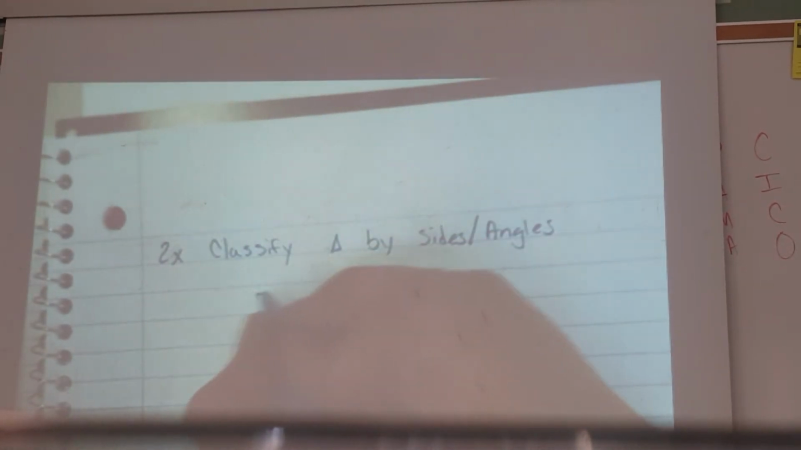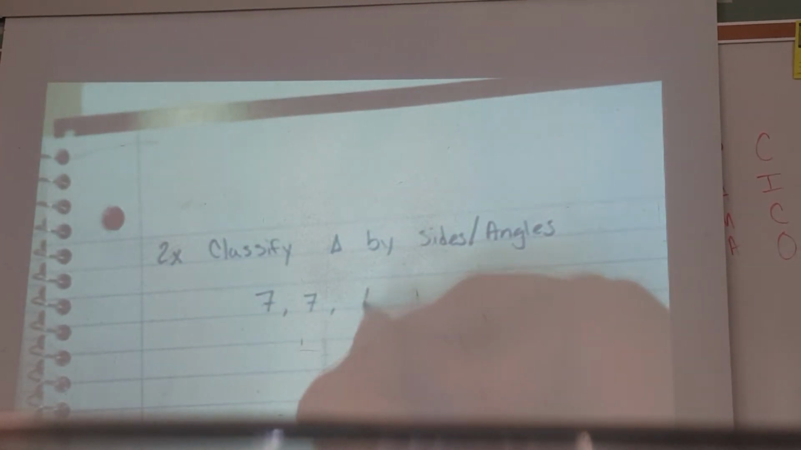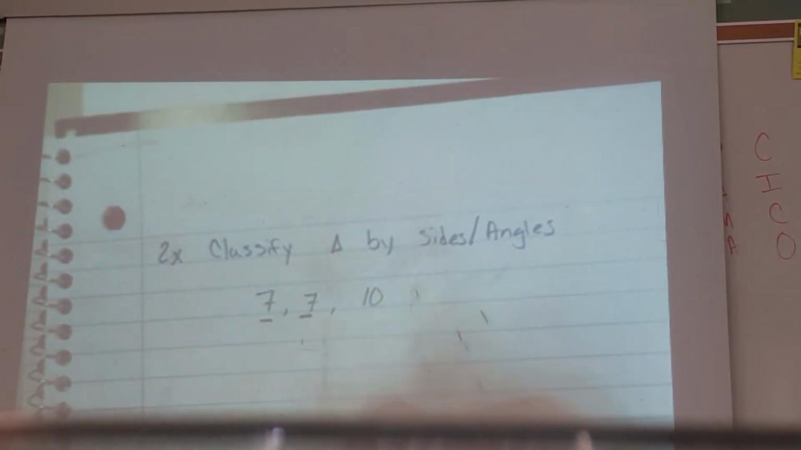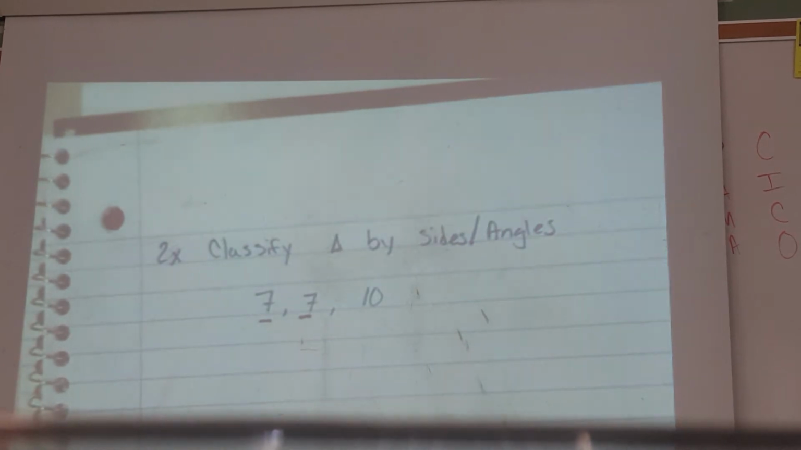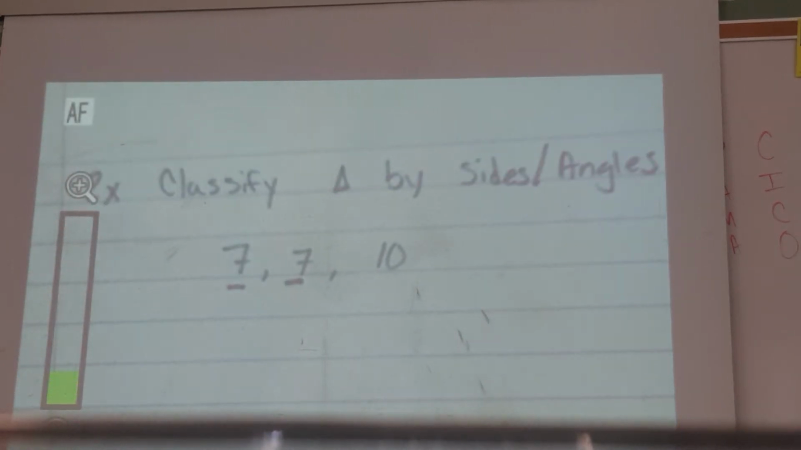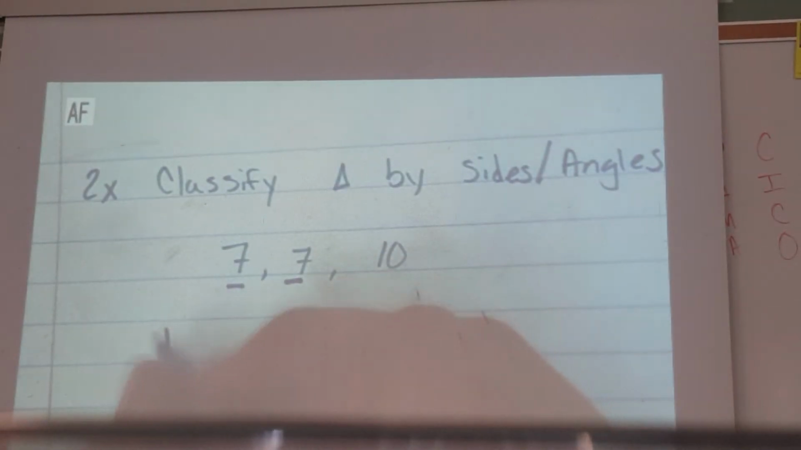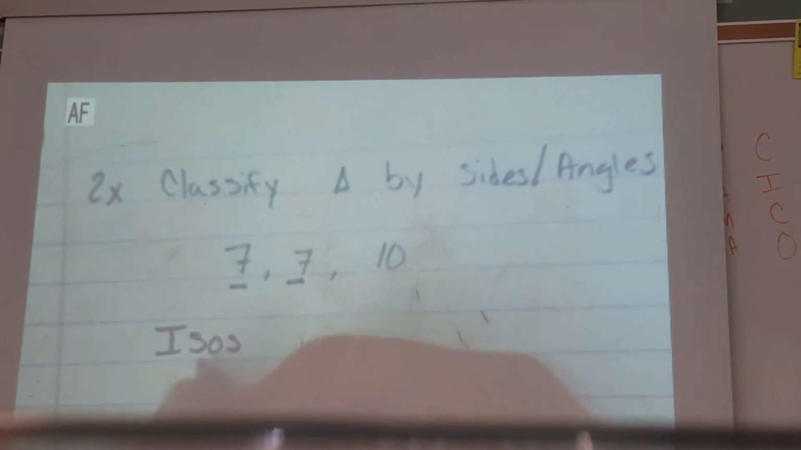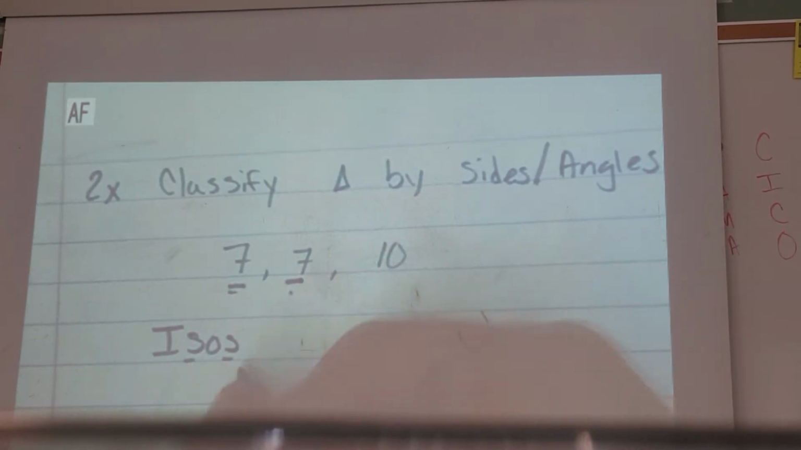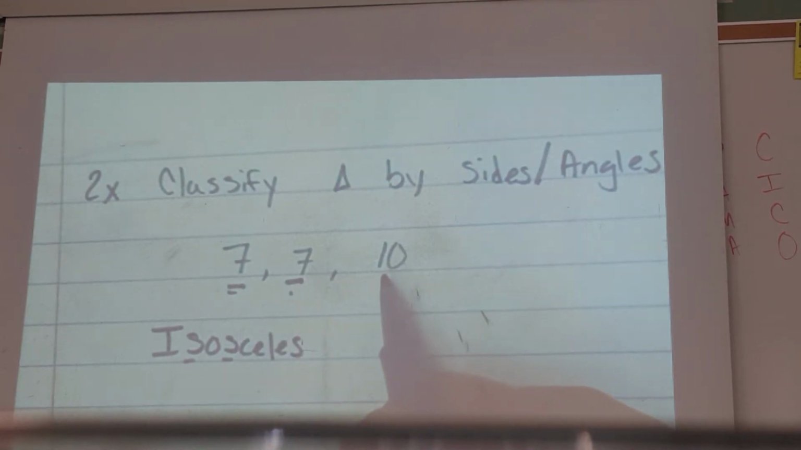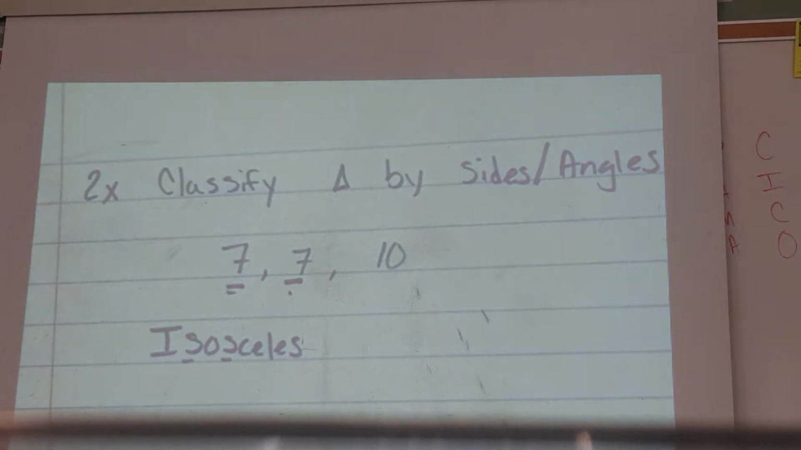So the triangle I was given had sides 7, 7, and 10. The first part's super easy. I see that this and this are the exact same number, and anytime they have two of the exact same numbers, I know that has to be classified by the sides as isosceles. Two S's, two are the same. Had this been 6, 7, 10, we would have said scalene, or had it been 7, 7, 7, then I would know that it was equilateral. But since there's only two, we're going to say isosceles.